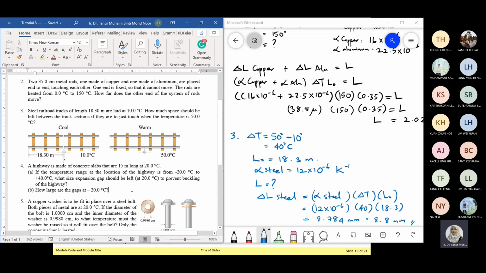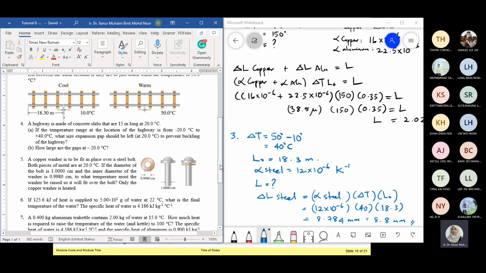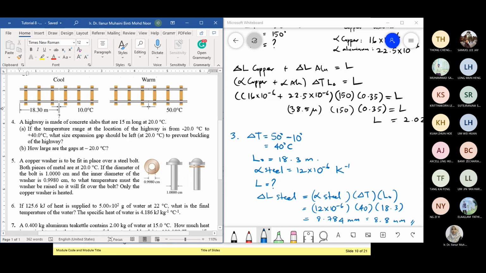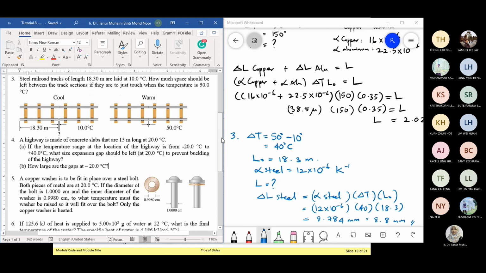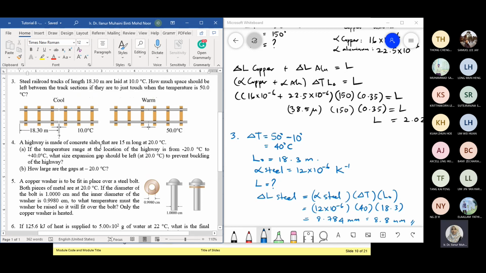Okay, question number 4, since still under temperature, not heat. Okay, now you do question number 4. A highway is made of concrete slabs that are 15 meter long at 20 degrees Celsius.